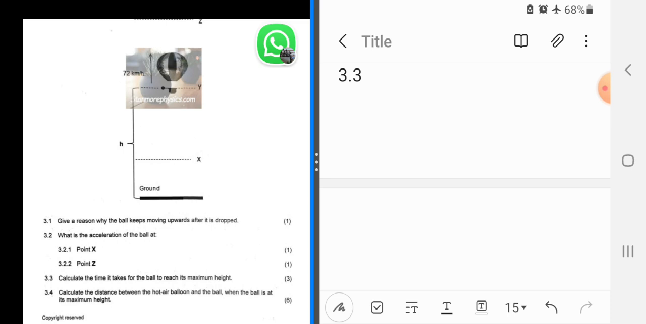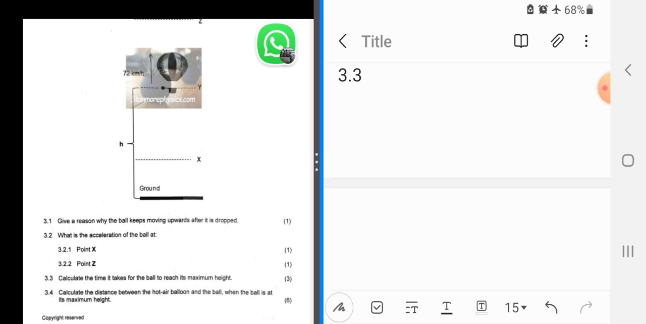So this ball is going to end up at the ground. Okay, so its final velocity will be 0 because the ball is dropped down. They dropped the ball from the hot air balloon, so it starts at 72 kilometers per hour.